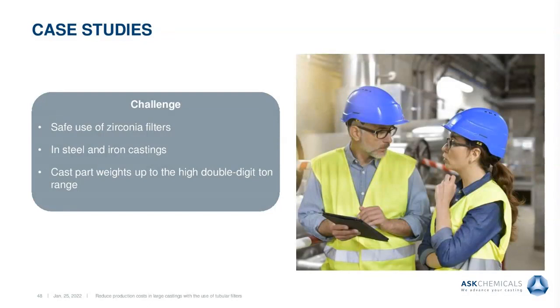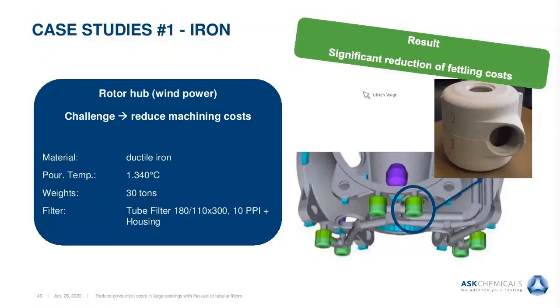Below are some of the actual cases, which I will briefly explain. We will start with iron as the liquid metal. You can see the casting is a rotor hub for wind power. The first case includes the use of the tubular filters at a large iron foundry, and to meet the high demands placed on the casting, foam ceramic filters were used here also.